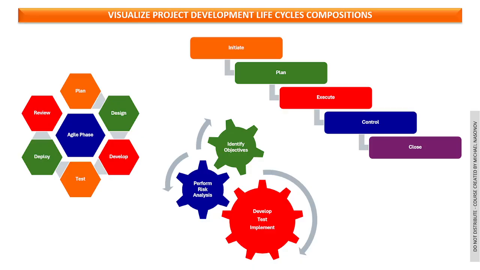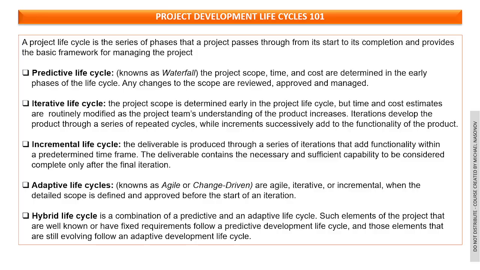Let's take an official definition look. A project life cycle is the series of phases that a project passes through from its start to its completion and provides a basic framework for managing the project. As you can see, there are five of them.